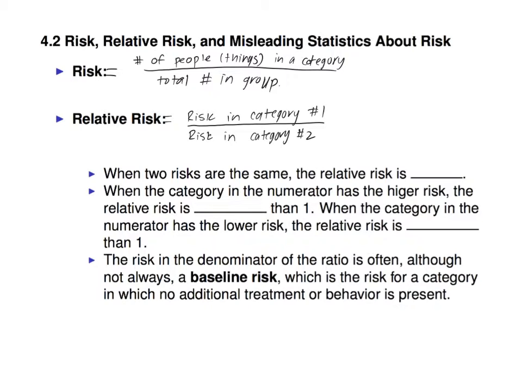So if 2 risks are the same, what is the relative risk going to be? 1. Does that make sense? If these 2 things are equal, something divided by itself is 1, right? When the category in the numerator has higher risk, as in that's a bigger number, the relative risk is what, then 1? Greater. Yeah, this thing is bigger than that thing. This thing is bigger than 1. So then it's greater than 1. When the category in the numerator has the lower risk, the relative risk is less than 1.